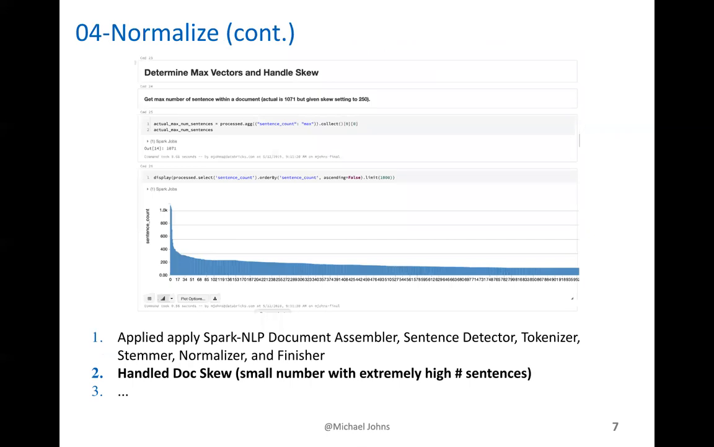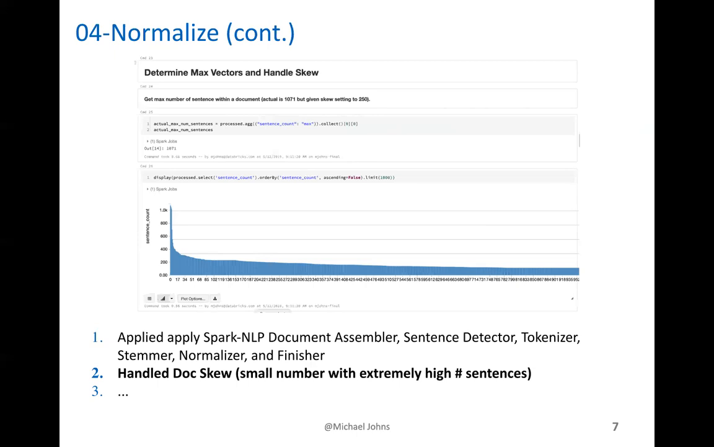So in thoughts around normalizing, it's really around the outliers, so skew around documents that have massive numbers of sentences relative to the rest of the corpus. So you're talking about some that have many thousands of sentences, and then others will have much less.